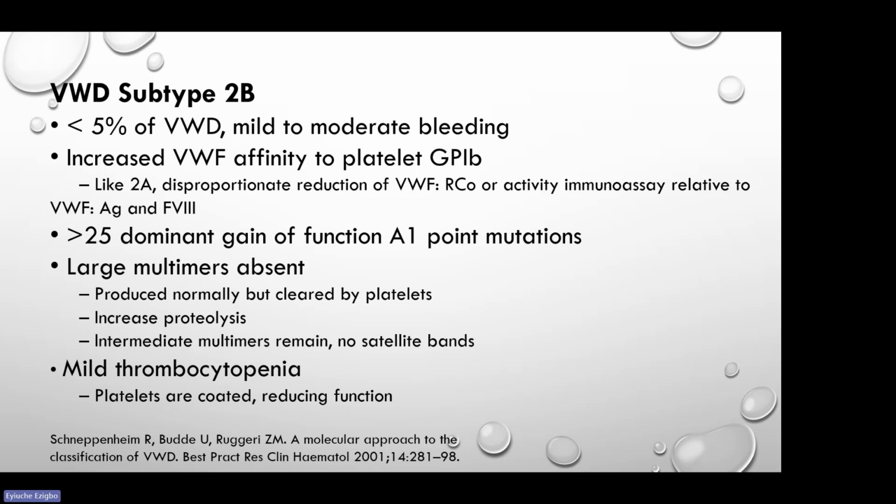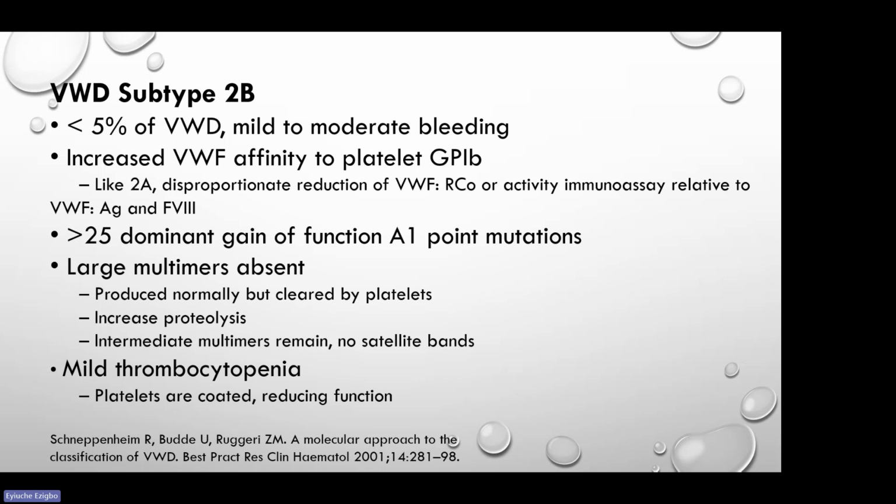Also, like 2A, there is disproportionate reduction of von Willebrand factor activity, ristocetin activity, relative to antigen ratio. More than 25%, dominant gain of function A1 point mutation, large multimers are absent. Produced normally but cleared by platelets. Because of that much binding of von Willebrand factor to platelets, there's increased proteolysis. Intermediate multimers remain, no satellite bands.